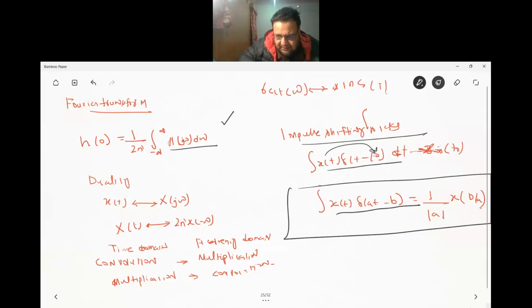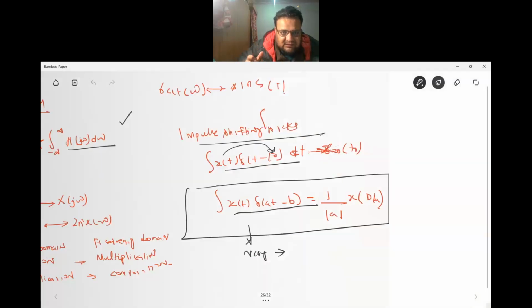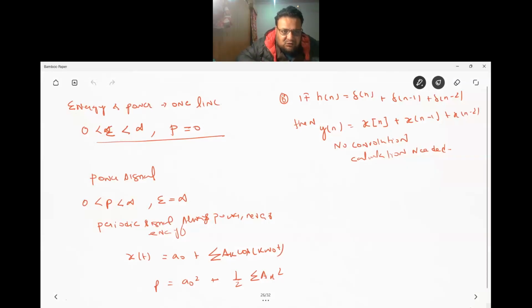This is also a very important property which is not applicable here, but in other questions it can come. So these properties, see, GATE does not ask you, it checks your sharpness. And the rest, I told you energy and power in one line.